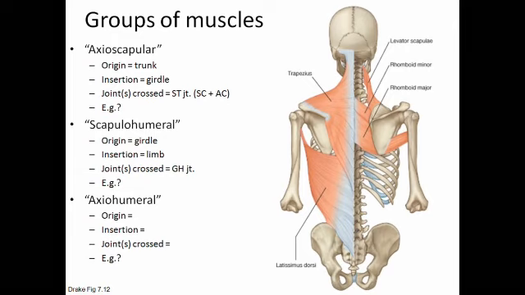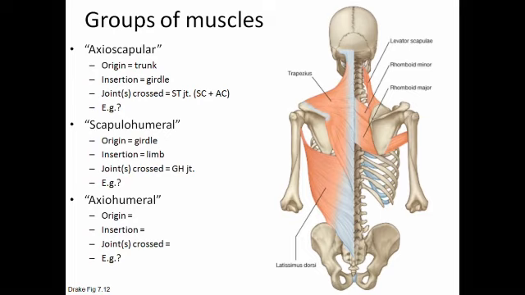And the final group of muscles are known as the axiohumeral muscles. I'd like you to think and note down what their origin may be, what their insertion may be, and therefore what joints these muscles would likely cross. And once again, from this diagram, see if you can identify a muscle that fits this criteria.